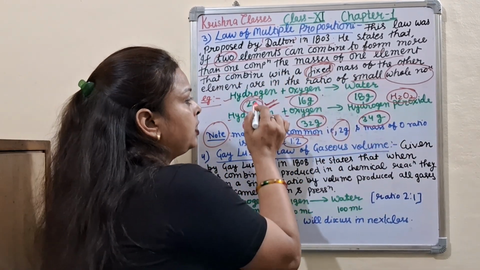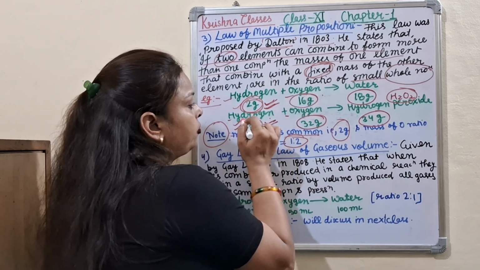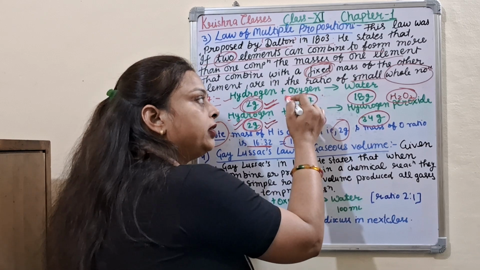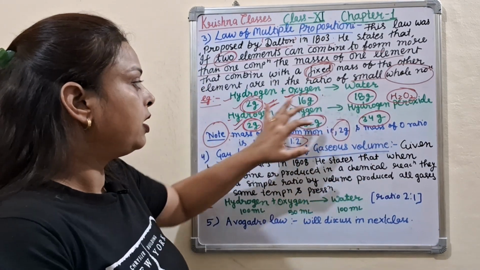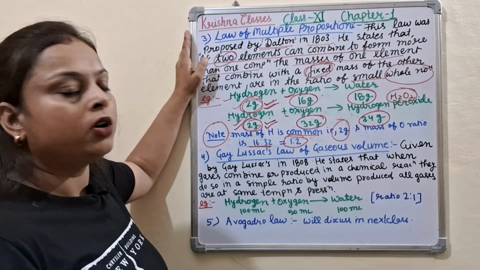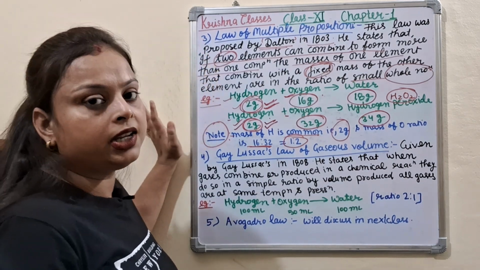For that time, the one element is always fixed, like hydrogen, and the other element is always in a simple whole number ratio, like oxygen. So this is the law of multiple proportion. Hope you understand it very easily.